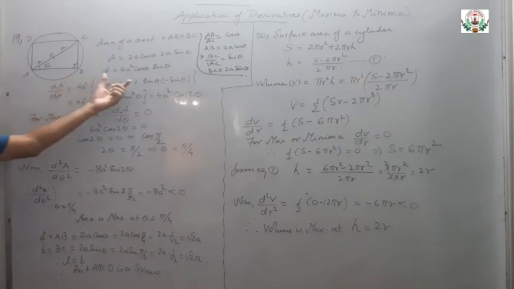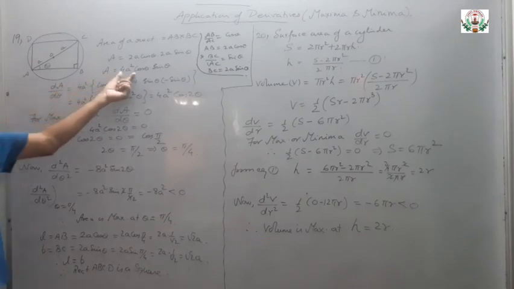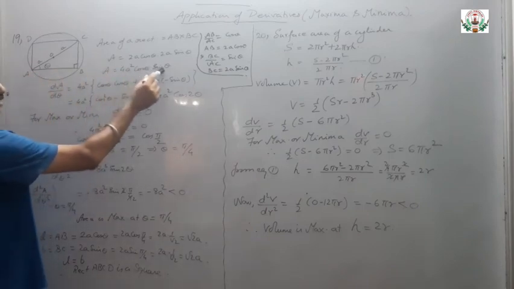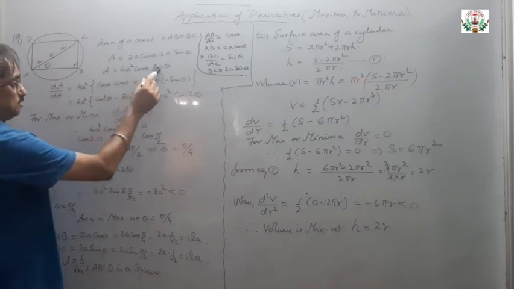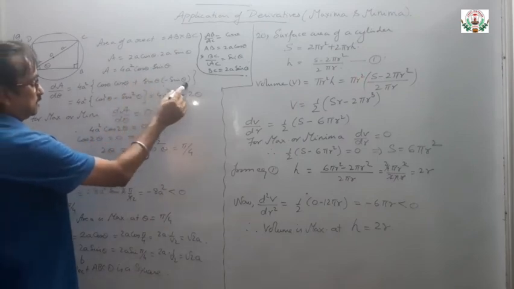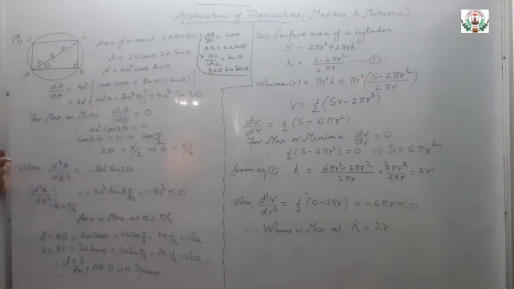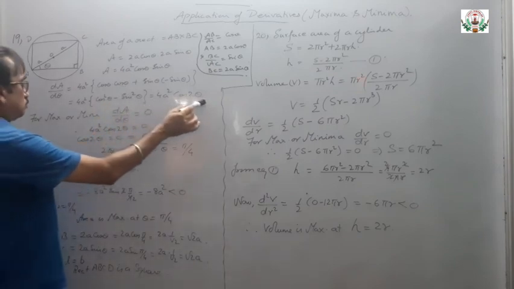Differentiate, we get the function. Now the same process, differentiating with respect to theta. 4a square is the coefficient, u and v: cos theta d by d theta of sin theta, plus sin theta d by d theta of cos theta, which gives cos theta cos theta minus sin theta sin theta. So cos square theta minus sin square theta, and that is the formula of cos 2 theta. So 4a square cos 2 theta.